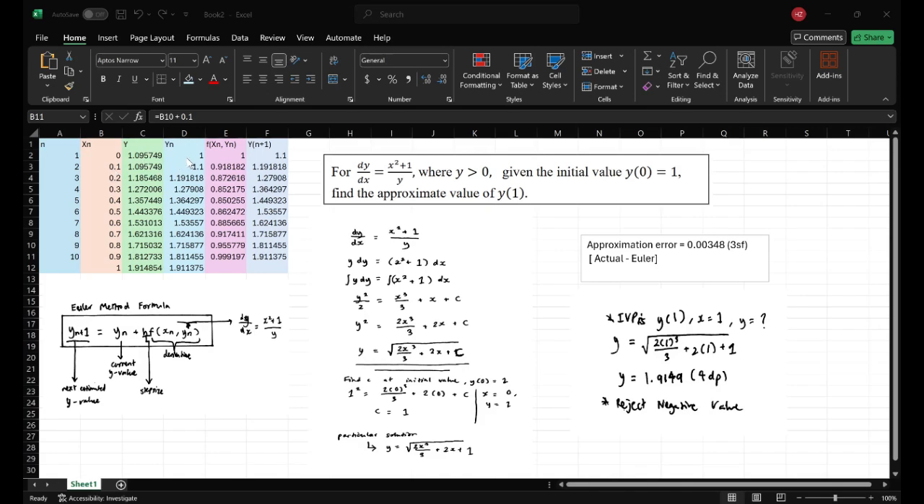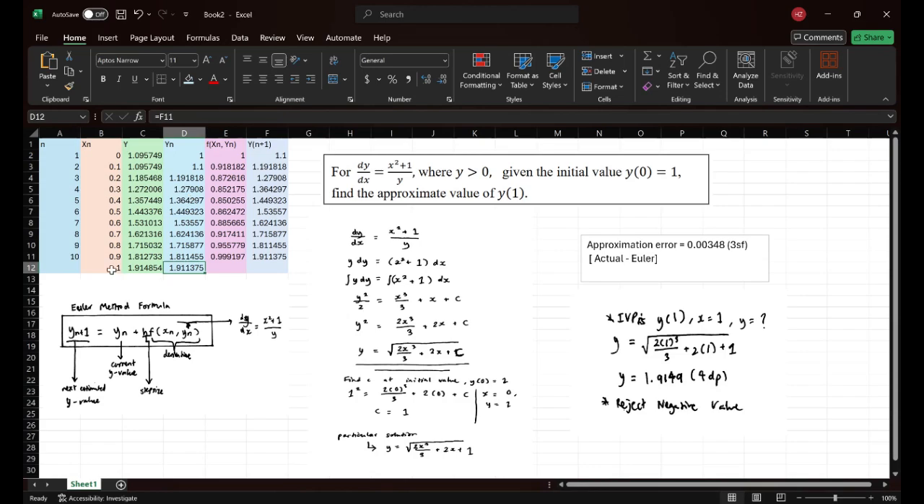Over here, we have the Euler approximation in this column. Here we have the slope, which is the value of x squared plus 1 over y. For our last column, we have the next Euler value, which I just added. In this column, I applied Euler's formula, where I put D2 plus 0.1 times E2. That is y_n plus h times f(x_n, y_n), the slope times the step size, plus the current y value.